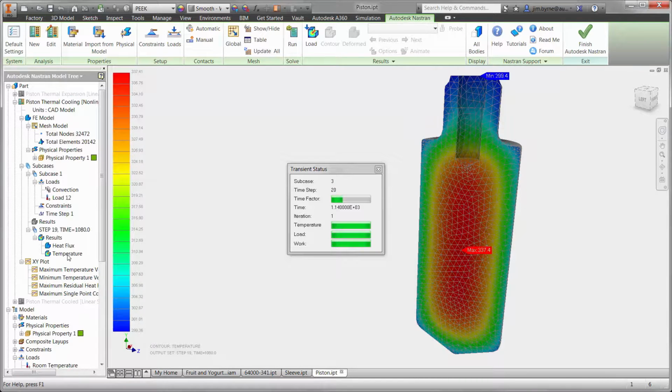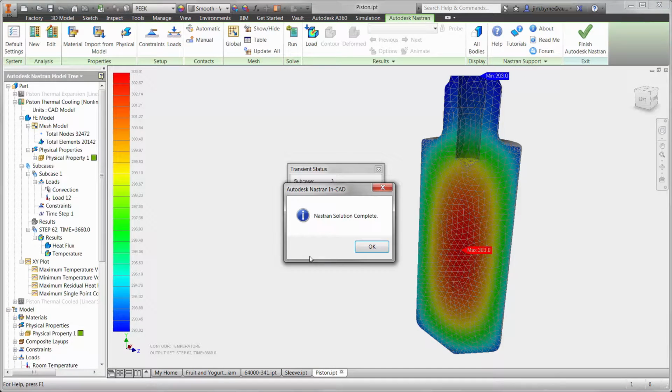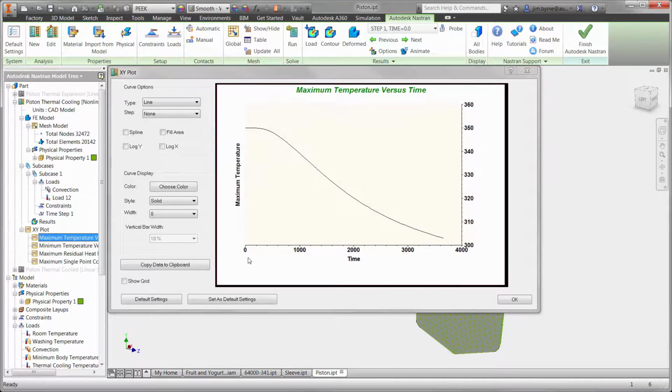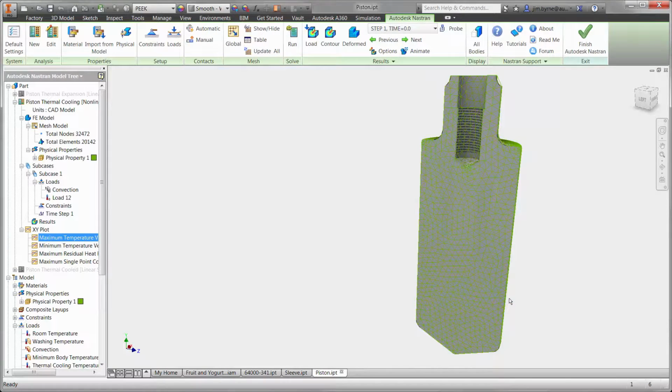As expected, we are observing the convection at work on the outside of the component. After the study is complete, we will know how long it takes to cool the piston, and we will also have the results that can be used in a thermal expansion study. The graph shows that it takes much longer to cool the peak material for the piston. It takes a full hour to reach 303 degrees Kelvin.